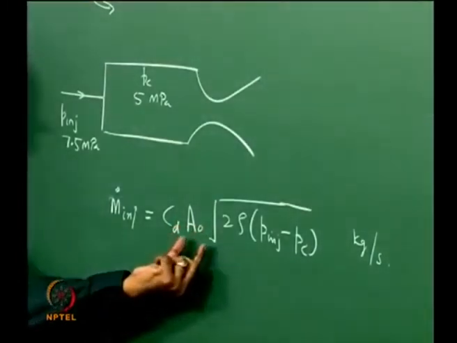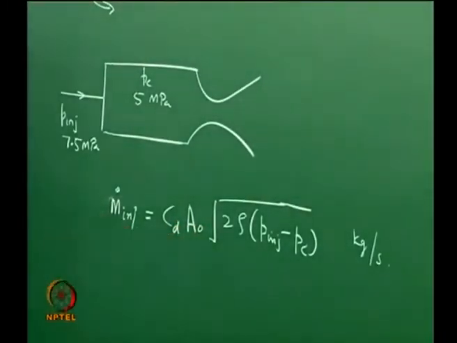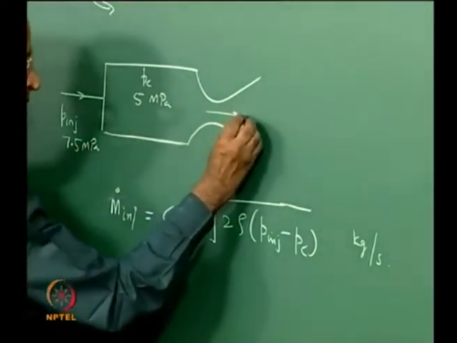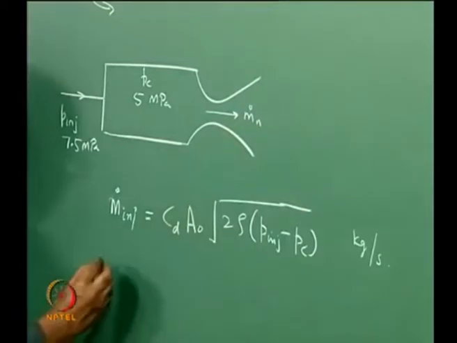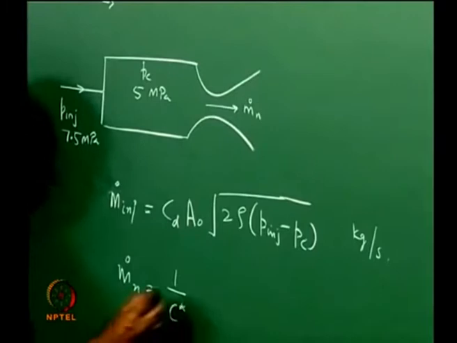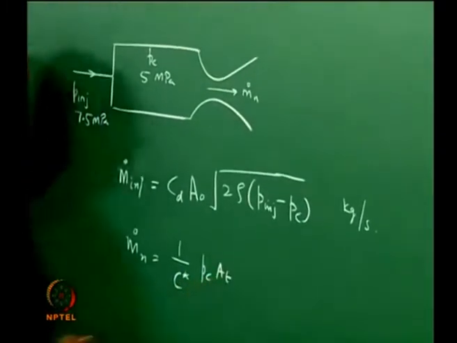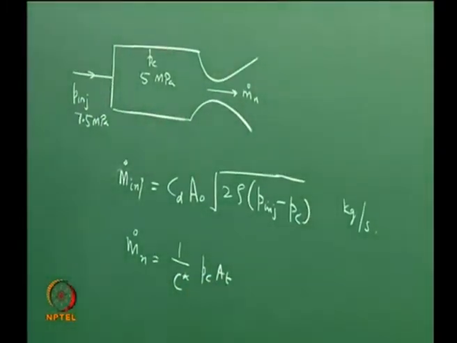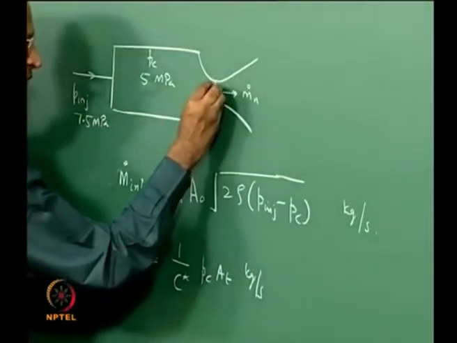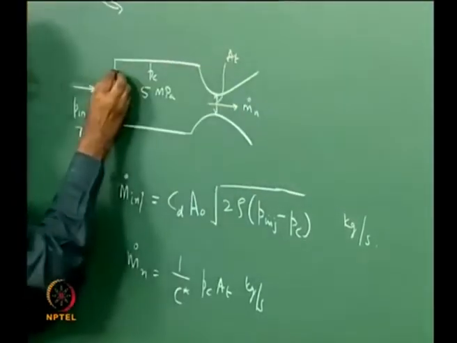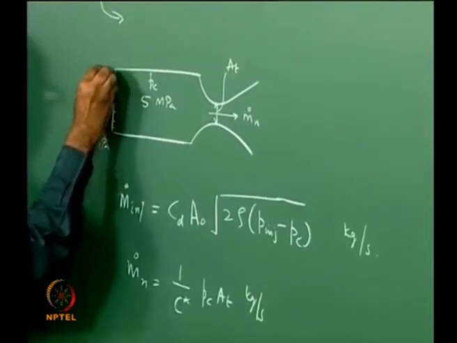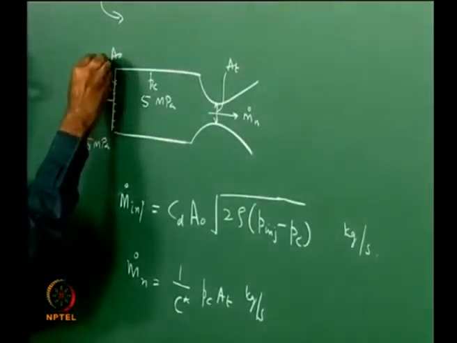Under steady conditions, CD A0 root 2 delta P by rho is the volume rate, and multiplied by density, this we must know all the time, right? And what is the rate at which gases are leaving, m dot, through the nozzle? It is leaving at the rate PC into AT over C star, right? This is the rate at which gases are leaving, so much kilograms per second. Therefore, this is the value of AT, and the total area of injection for the fuel and oxidizer holes is A0, all put together.